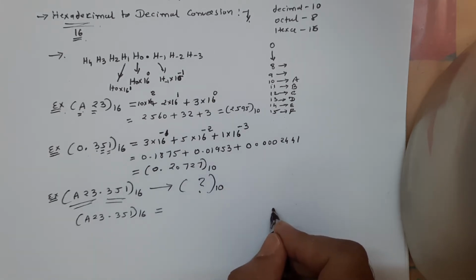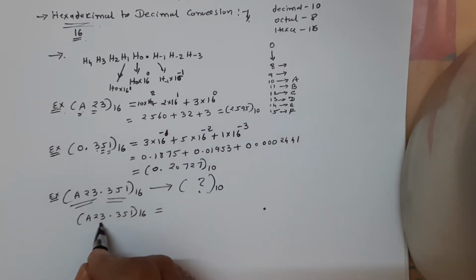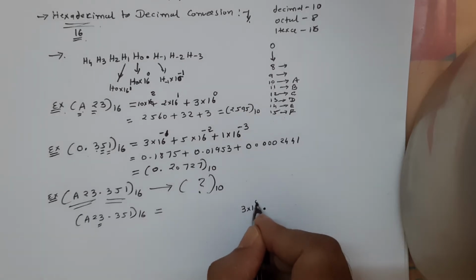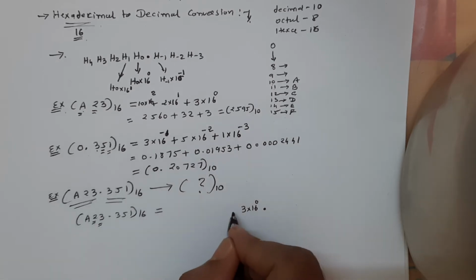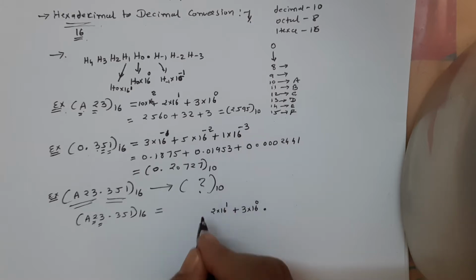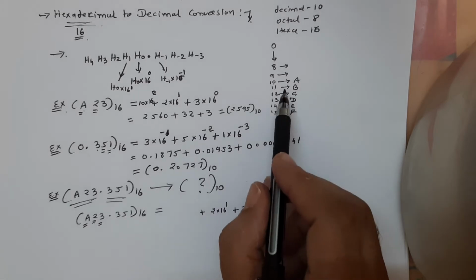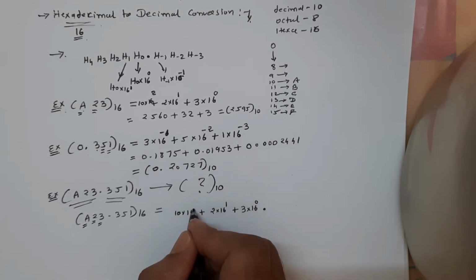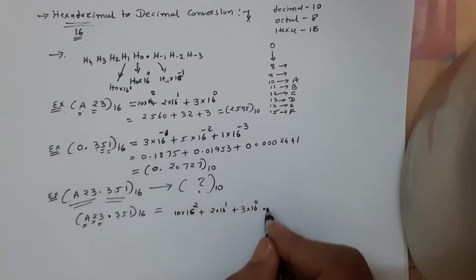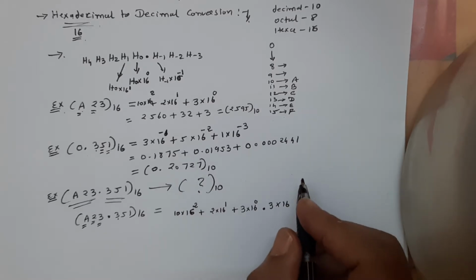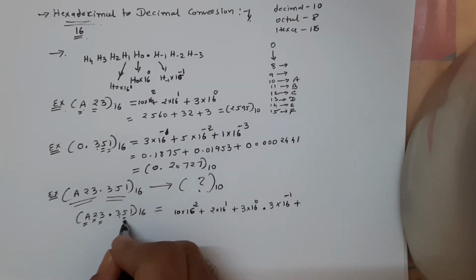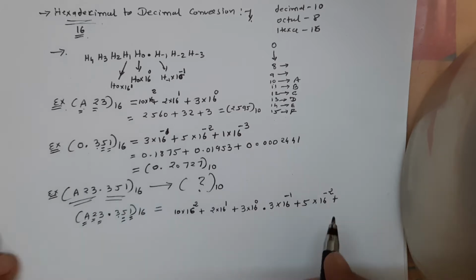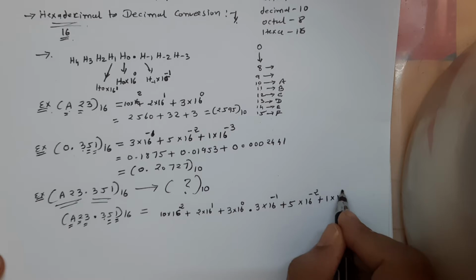this 3 multiplied by 16 raised to 0, plus this 2 into 16 raised to 1, plus this A, means 10, into 16 raised to 2, and after the point this 3 into 16 raised to minus 1 plus this 5 into 16 raised to minus 2 plus last this 1 into 16 raised to minus 3.